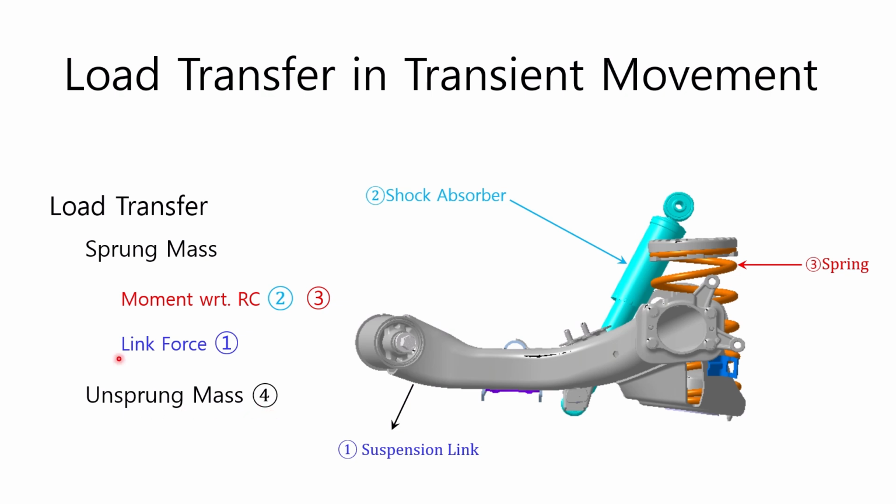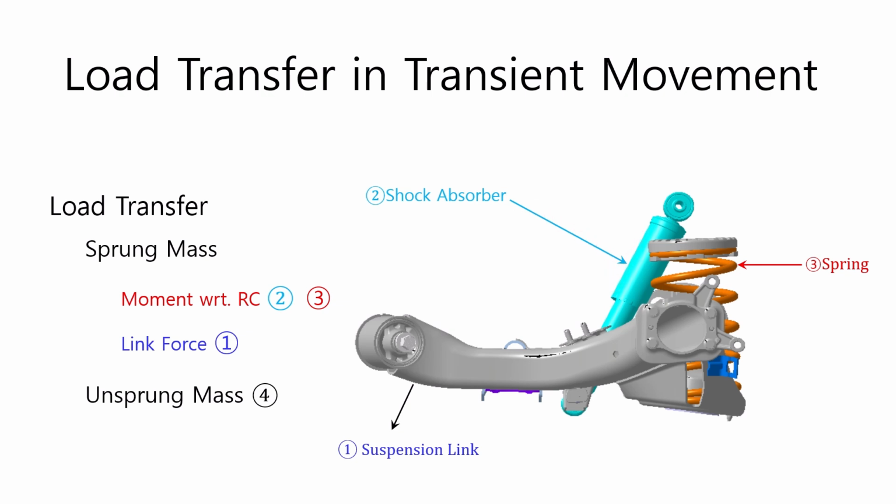In transient vehicle behavior, rather than steady state, the suspension links and the unsprung mass are the systems that transfer the load the fastest. Next is the shock absorber, which damps the moment produced by the sprung mass about the roll center, and lastly, the components that contribute to the load transfer the latest are the spring and anti-roll bar. A shock absorber doesn't work in a steady state. The same can be said for wishbone suspension.